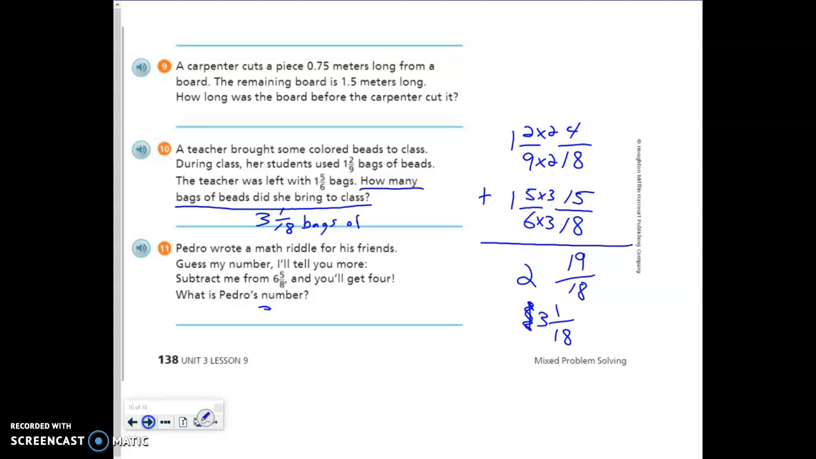Yep, bags of beads. Had to look at what my label should be. I didn't want to make a mistake on that part.